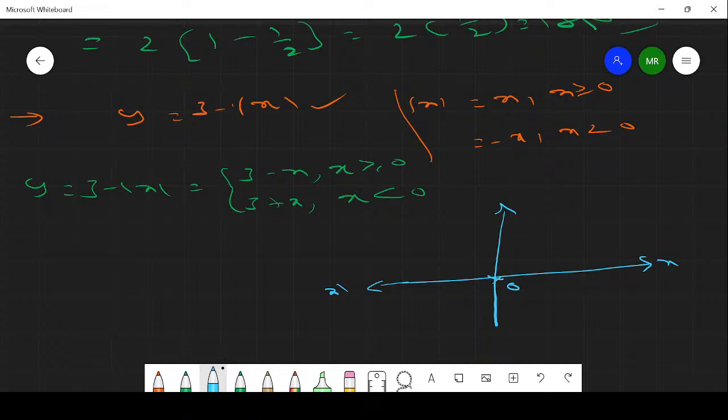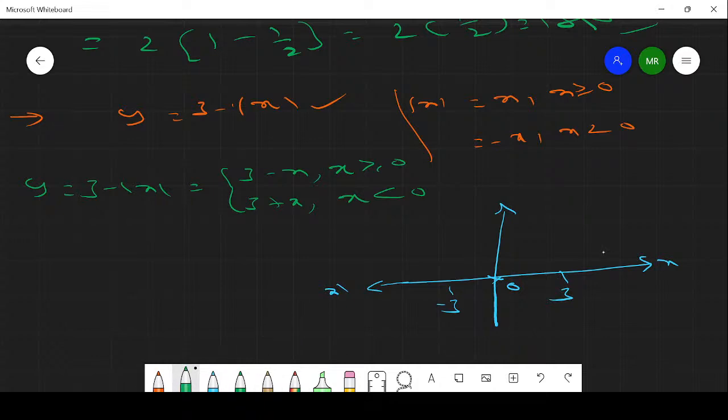When x equal to 0, y will be 3. The graph cuts the y-axis at (0, 3). I have 3 minus x and 3 plus x. You draw the lines 3 minus x and 3 plus x. 3 plus x means when x equal to minus 3, it will be 0. This is the point minus 3, and this is the point 3, a rough diagram.